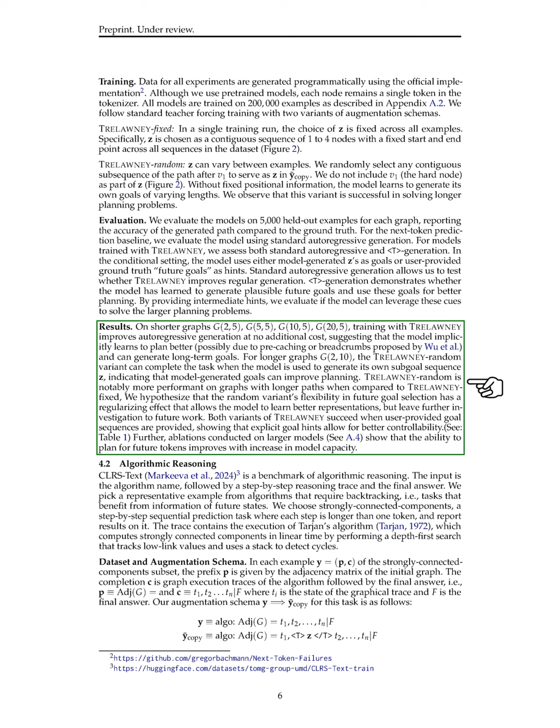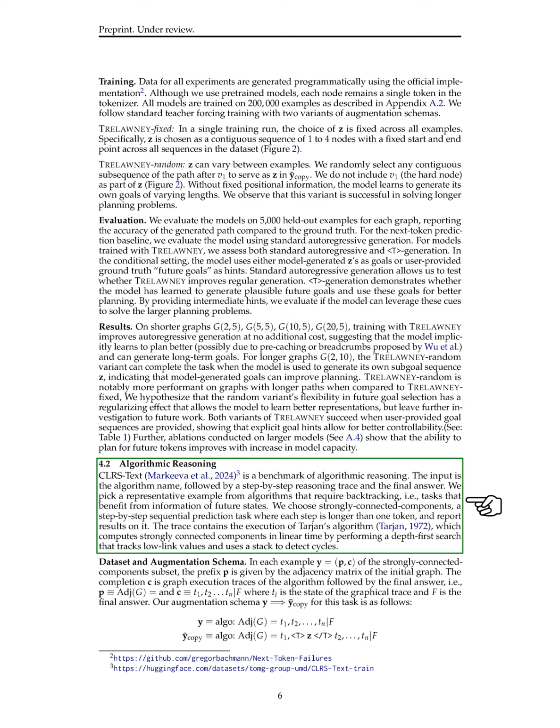Section: Algorithmic Reasoning. In this section, we discuss algorithmic reasoning, specifically focusing on the CLRS text benchmark. The input consists of the algorithm's name, a detailed reasoning trace, and the final answer. We select a representative example from backtracking algorithms, particularly strongly connected components, which is a sequential prediction task where each step involves more than one token. We present the execution of Tarjan's algorithm, which efficiently computes strongly connected components using depth-first search, tracking low link values and utilizing a stack to identify cycles.